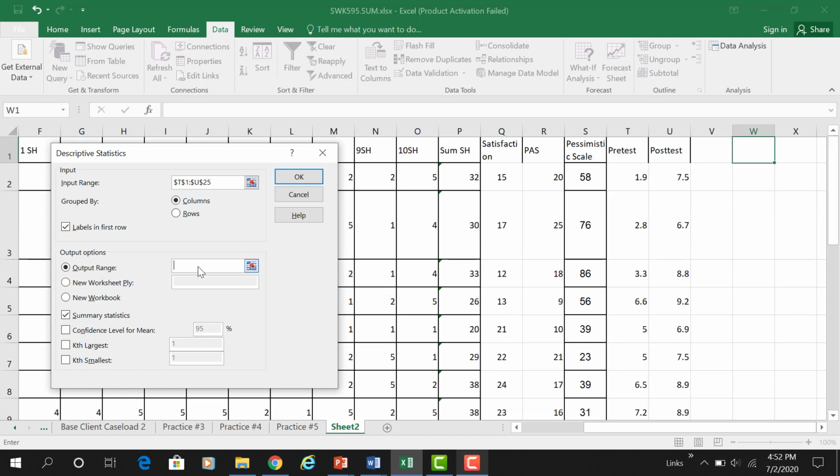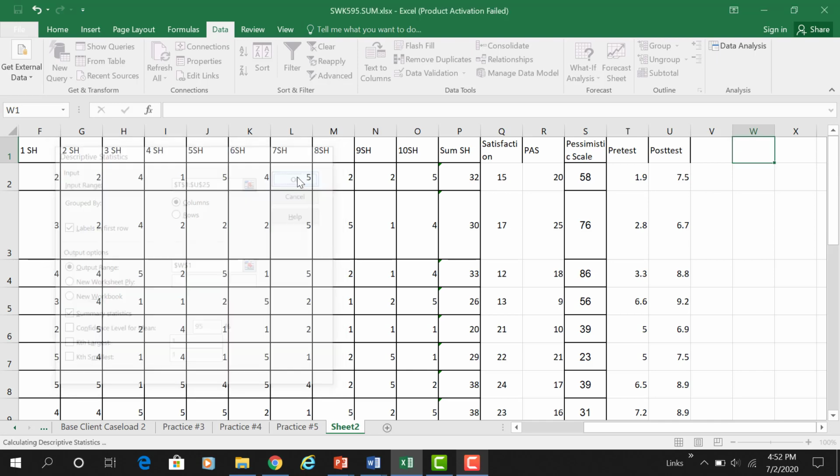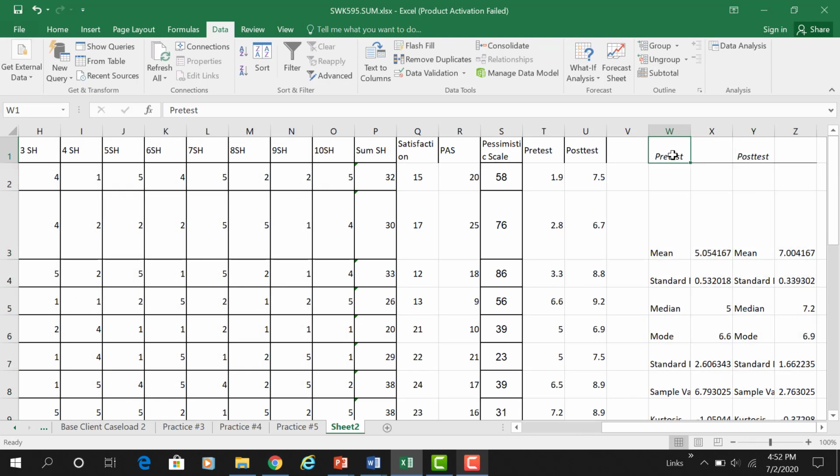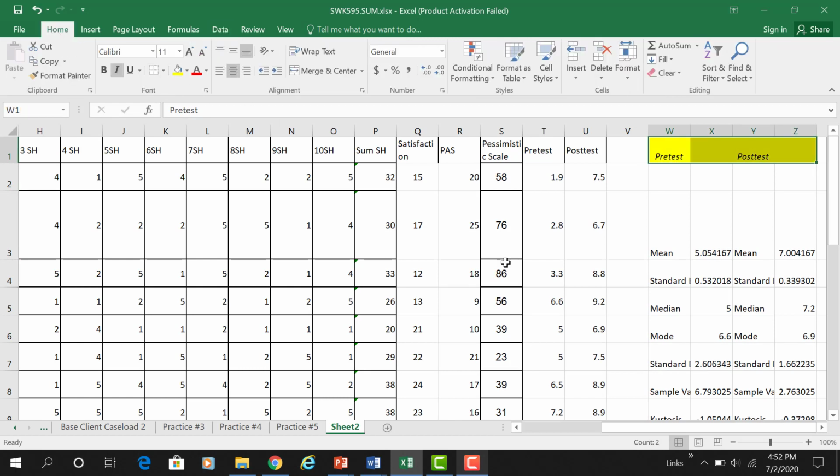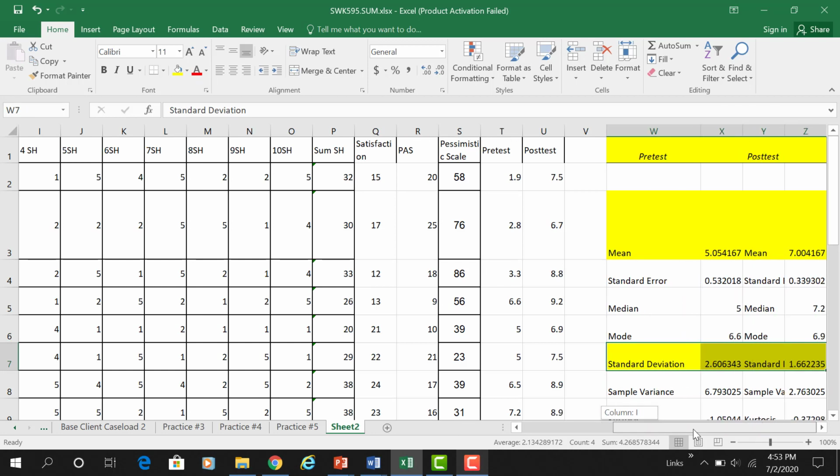Then select your output range and choose where you want it to go. Also make sure summary statistics is checked. Once you have that, click OK, and you should have your descriptive statistics for both pre-test and post-test data. We're going to need our mean and our standard deviation, which is down here. We can also make our columns wider so we can read what's actually there.